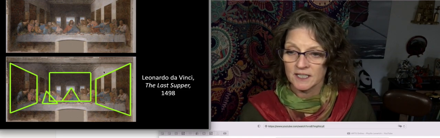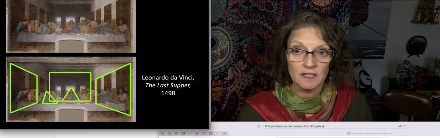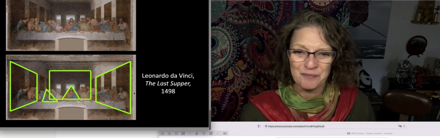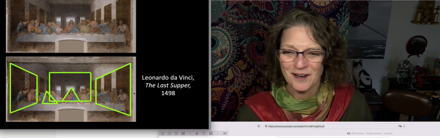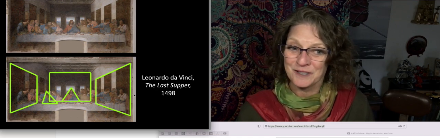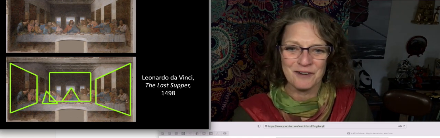And you'll see that he also utilized quite a few rectangles. We will talk about this painting in greater detail later on in the semester. It's probably one of the most important paintings we'll talk about. So stay tuned, keep your eyes open. You have not heard the last from Leonardo da Vinci.